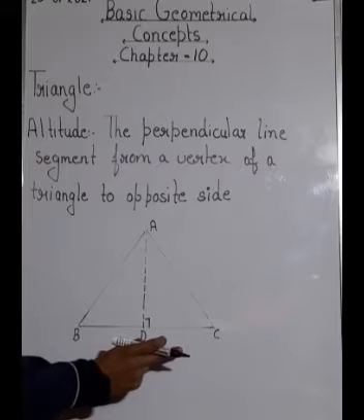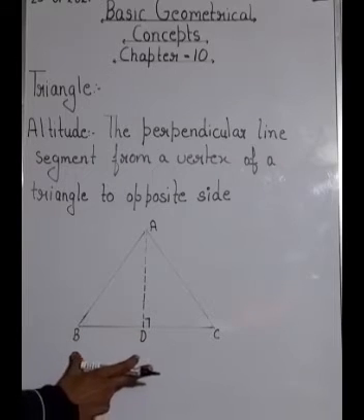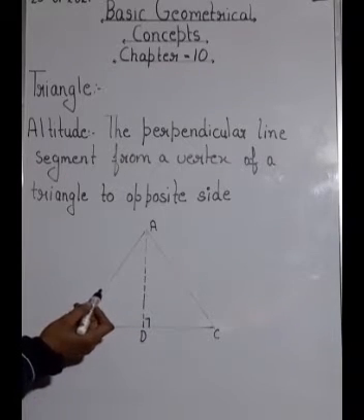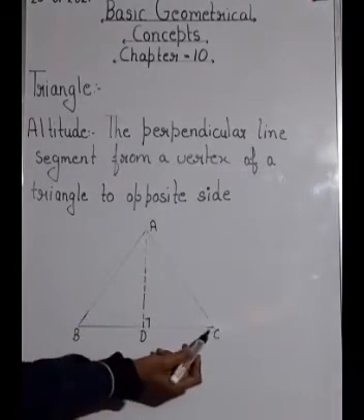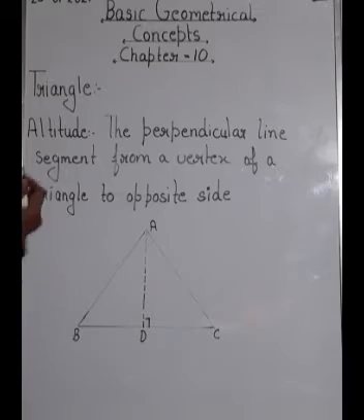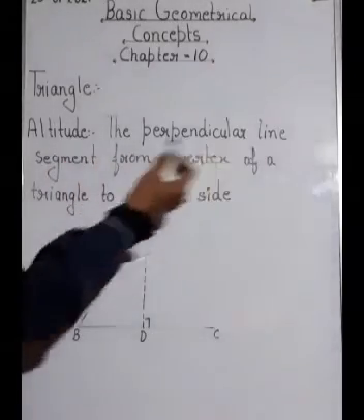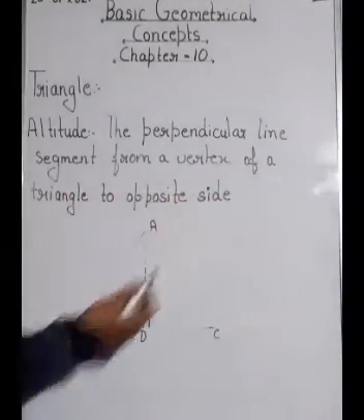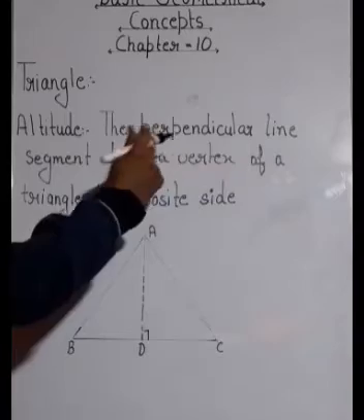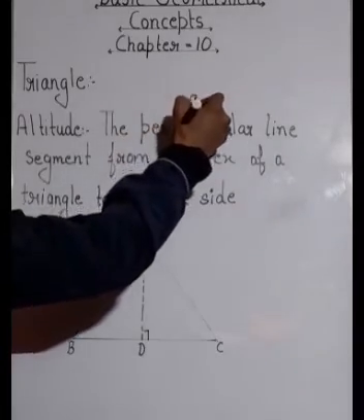So I have drawn a triangle over here. We know that a triangle is a polygon having 3 sides, 1, 2, 3, and 3 vertices. That is your A, B and C. Now we will study what an altitude is. The perpendicular line segment from a vertex of a triangle to the opposite side. Here, perpendicular means 90 degrees.